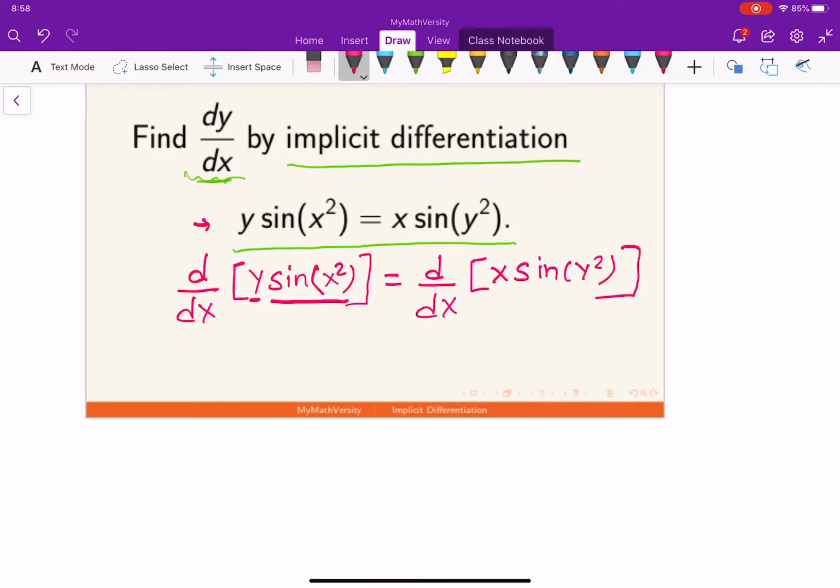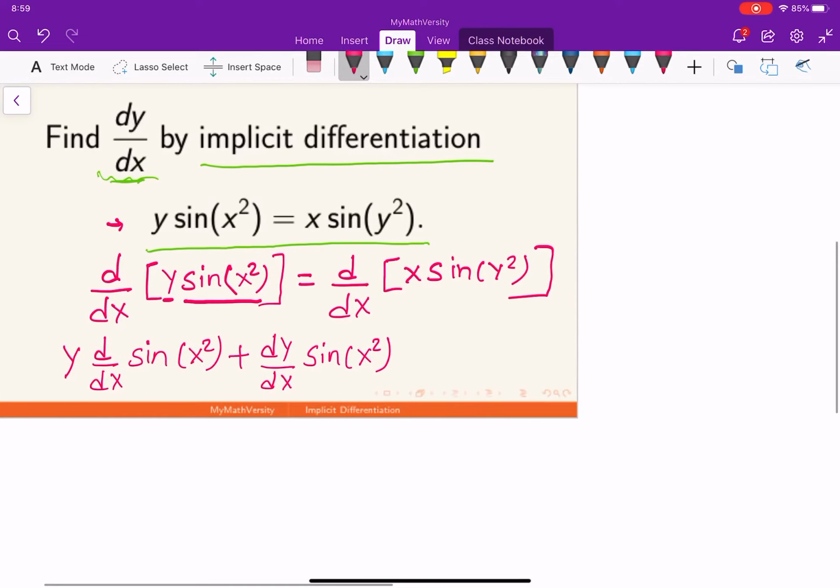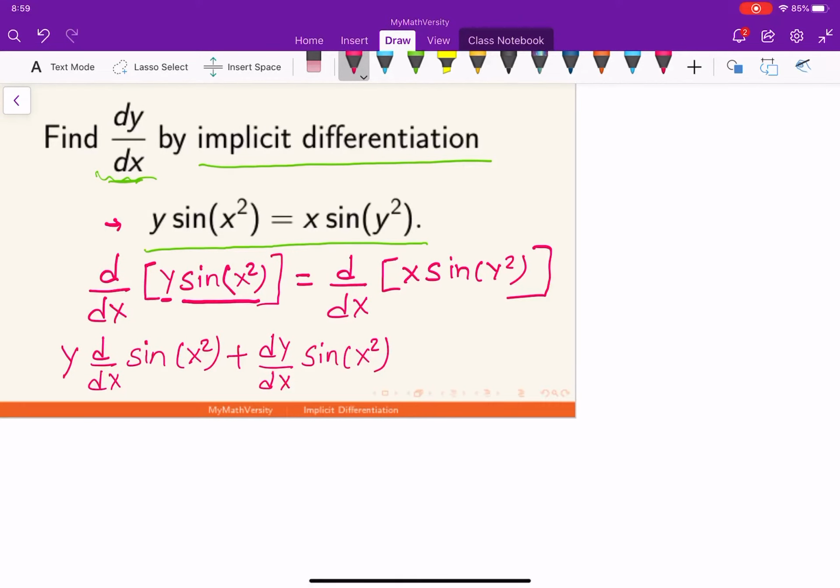So how do we use the product rule? We write down one of the functions as it is, say the first function y as it is, multiply by the derivative of the second function, and then plus the derivative of the first function with respect to x, multiplied by the second function as it is. This is the derivative of the expression with respect to x for the left hand side.